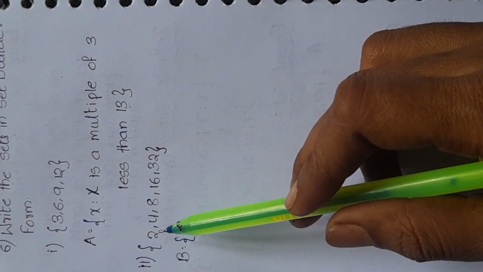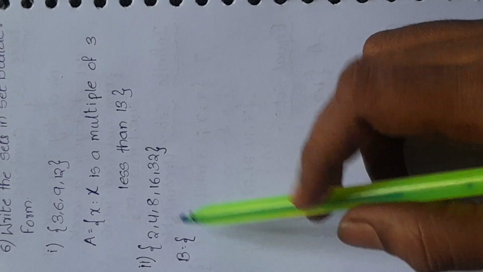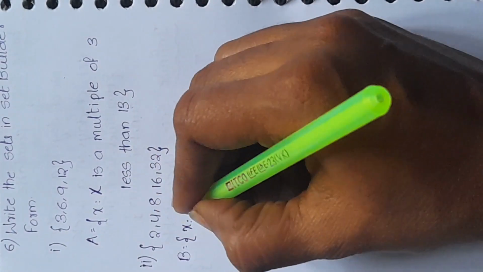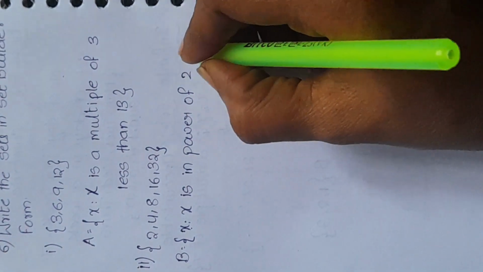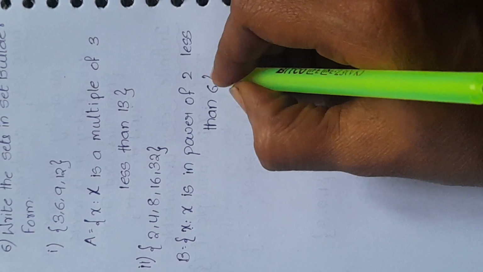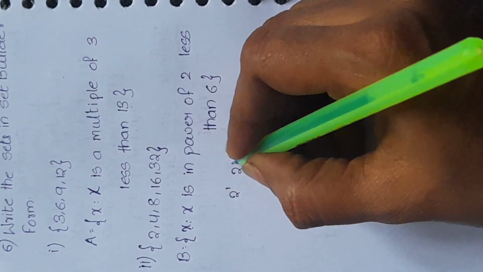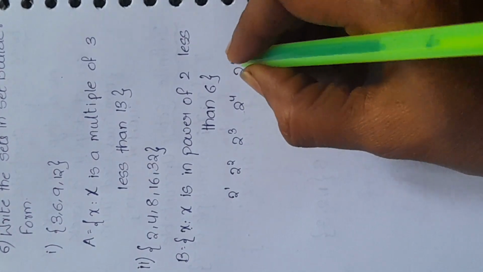The second question is the set {2, 4, 8, 16, 32}. Let us consider the set B. Here B = {x : x is a power of 2 and x is less than 6}, because 2 power 1 is 2, 2 power 2 is 4, 2 power 3 is 8, 2 power 4 is 16 and 2 power 5 is 32.